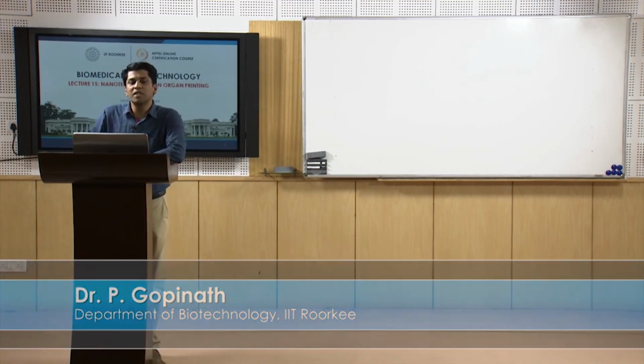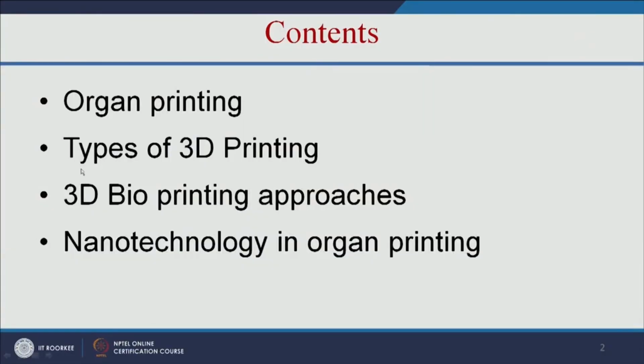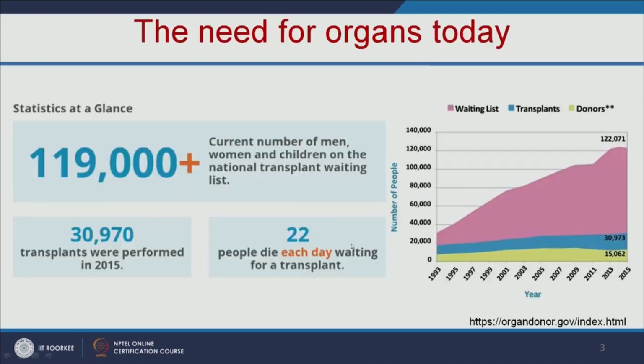So in the previous lecture we have learned how to make artificial tissues and artificial cells. In today's lecture we are going to learn how to make artificial organs using organ printing technology. So in this lecture we are going to learn what is organ printing, types of 3D printing, and what are the various 3D bioprinting approaches available, and also we are going to learn what is the role of nanotechnology in organ printing. So let us see why we need organ printing.